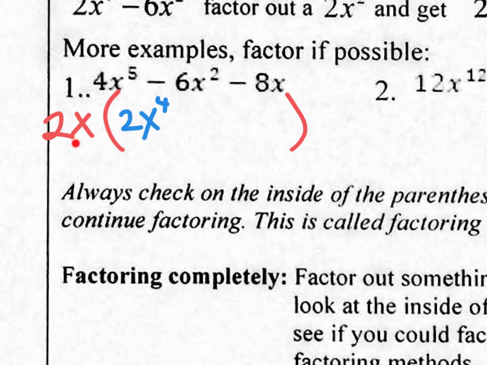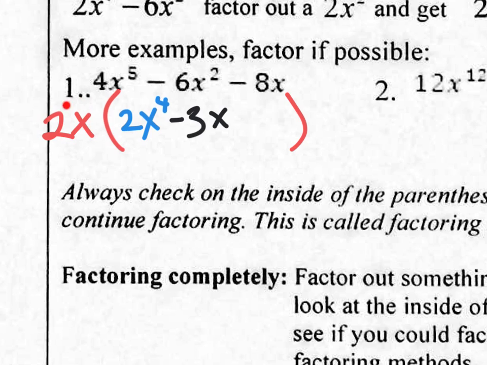Anyhow, how about 2x times what will get us this negative 6x squared? Well, 2x times negative 3, the coefficients, 2 times negative 3, will take us back to that negative 6. And how about the x's? X times how many x's will get us to that x squared? Well, that'll be one single x, because x times x is x squared.